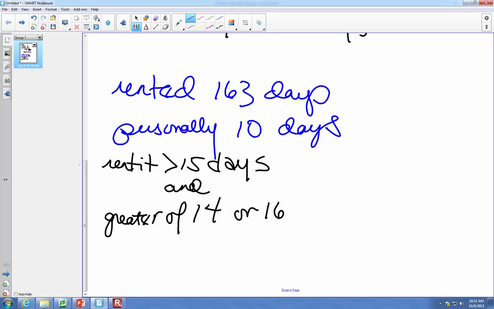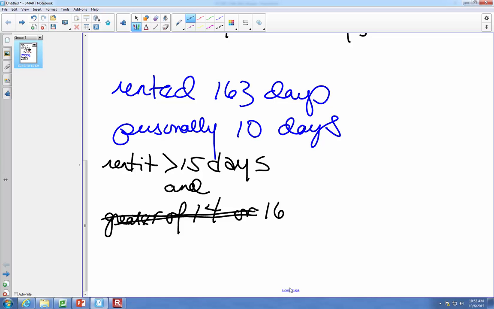Aren't I comparing the greater of 14 or 16 now? The greater of 14 days or 10% of rental days. What's the greater number? So did I personally occupy it more than 16 days? No, so it's a what? It's a category 2, primarily rental.